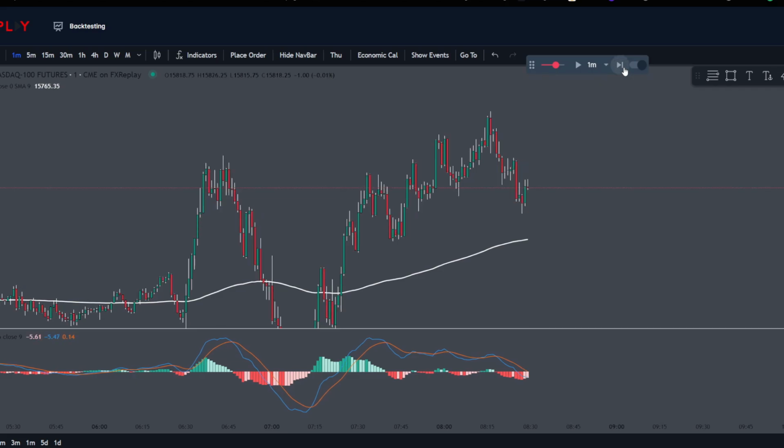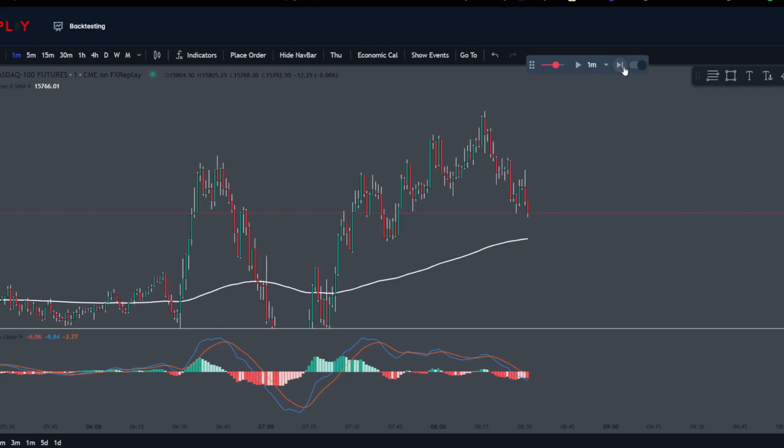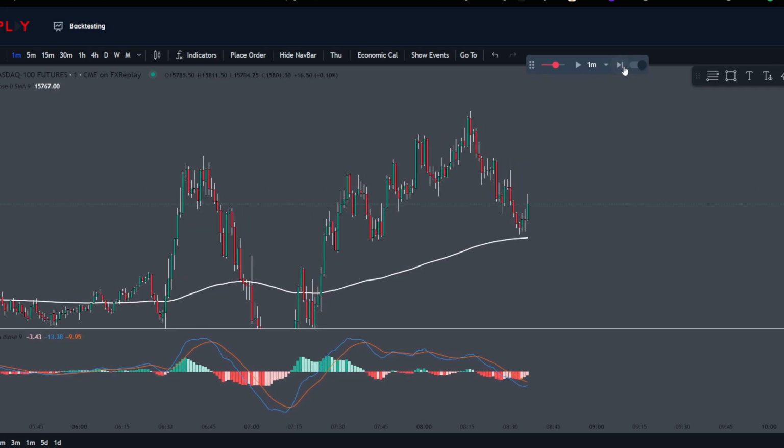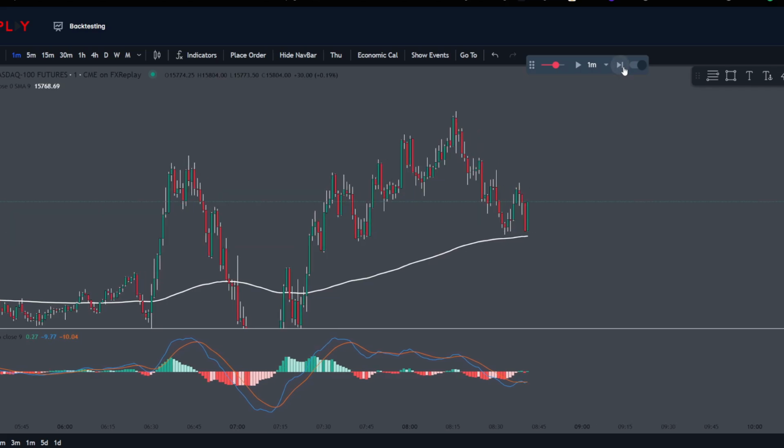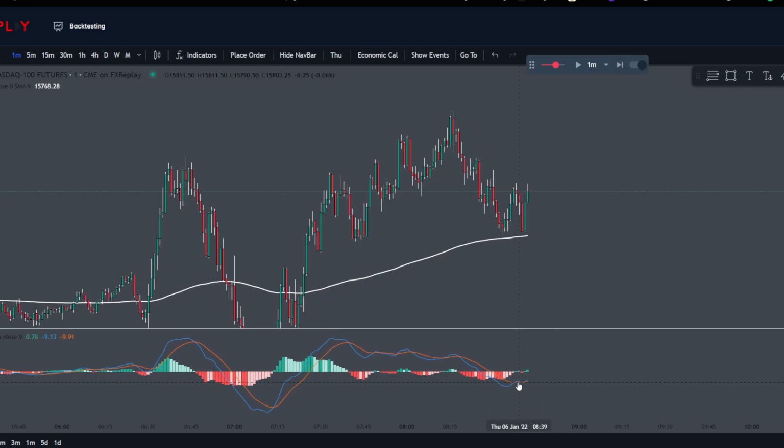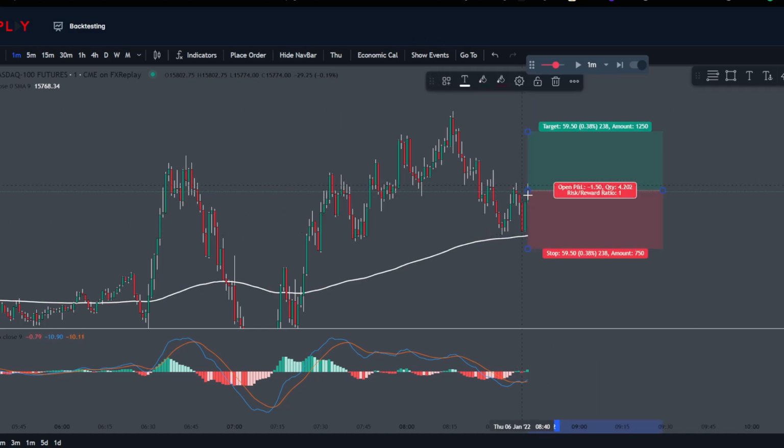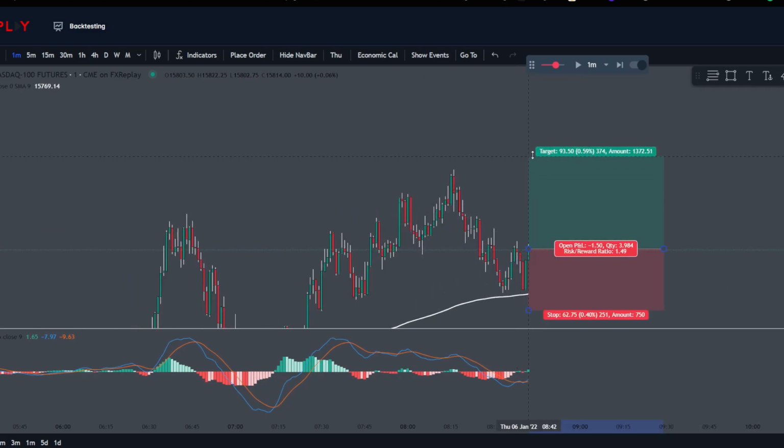Okay, can this hold any structure? Okay, got a cross here above the 200 EMA. Taking a long. Safe distance for the stop loss, 1.5 to 1.